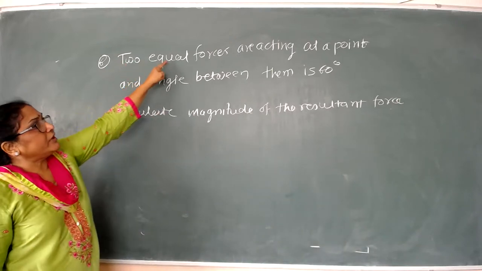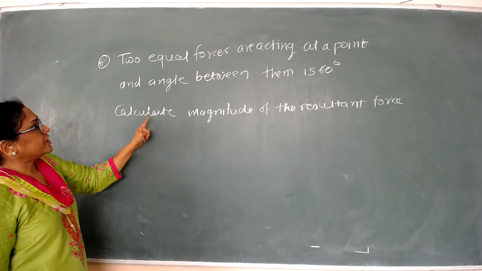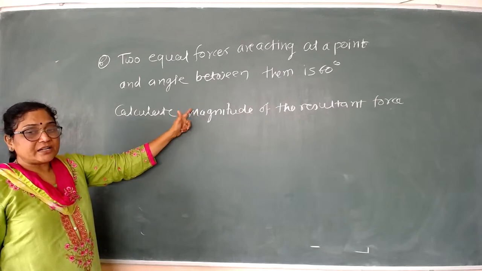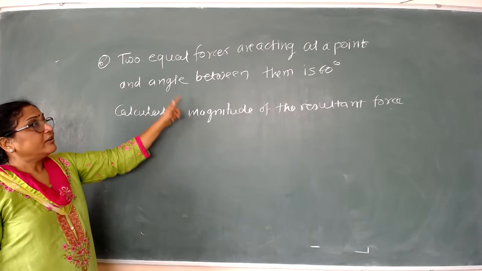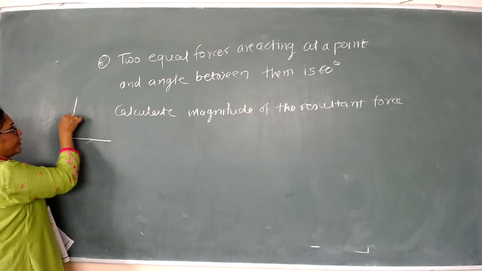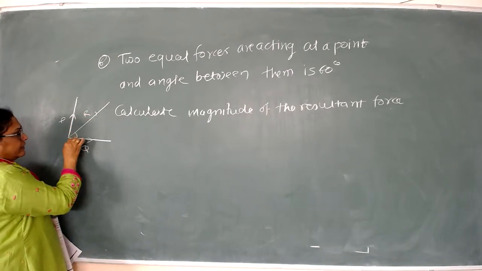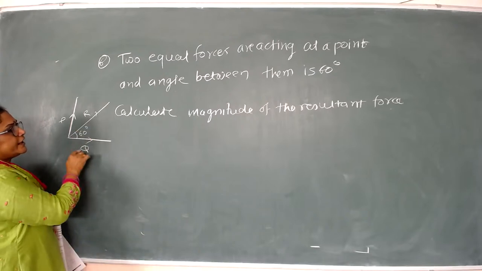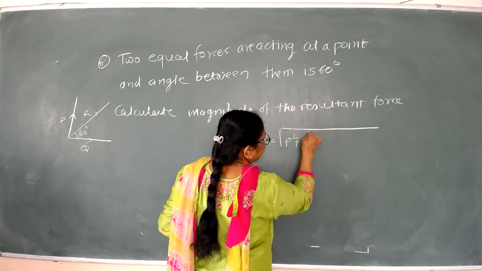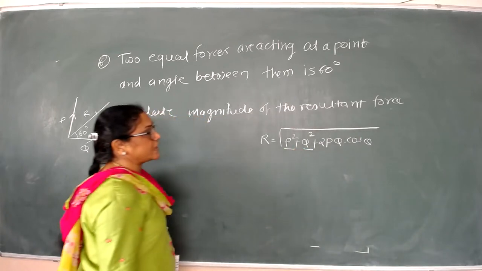So here, two equal forces are acting at a point, and the angle between them is 60 degrees. Calculate the magnitude of the resultant force. We know the formula for the resultant when two forces are acting at a point. Remember this formula. Suppose this is P, this is Q, and the resultant is R, and the angle is 60 degrees. The formula is R equals root of P square plus Q square plus 2PQ cos theta.